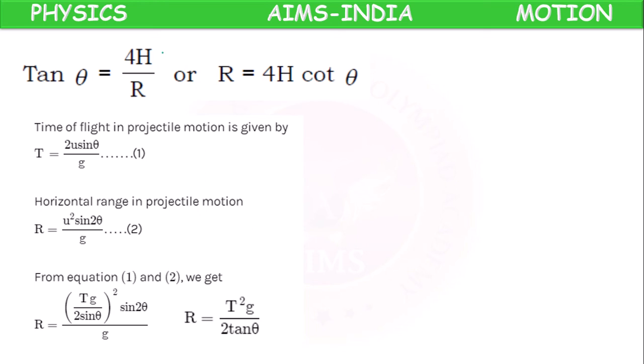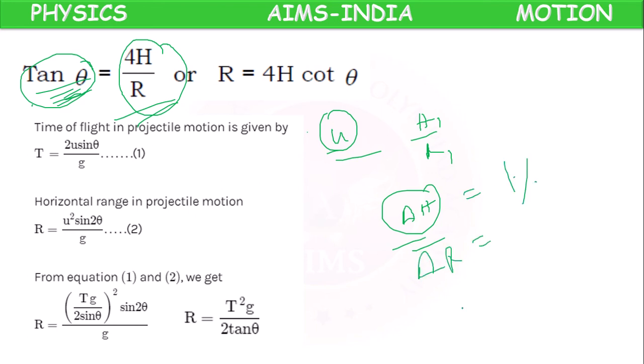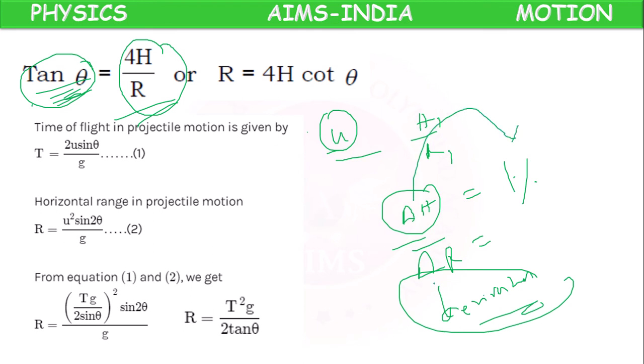So here, the H by R ratio does not depend on U. It only depends on the angle of projection, and here the angle of projection is constant. That's why it doesn't depend on U. We can calculate the change in R if the change in H is 1% with the help of the derivatives concept, but we have not yet learned that. So just remember, if the change in H is 1%, then the range will also change by 1%.